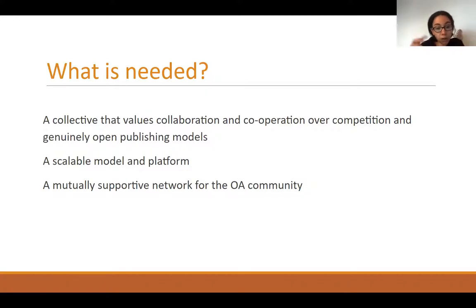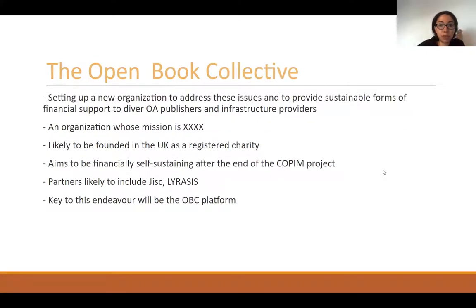And we want our model to be scalable so that the network can scale up rather than forcing individual publishers to scale up and incorporate in ways they may not be comfortable with. So we call it scaling small, because we want the network and the model to be scalable rather than forcing the publishers to scale up. And of course, a mutually supportive network for the open access book community.